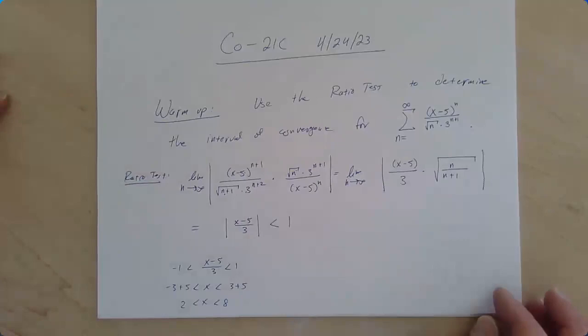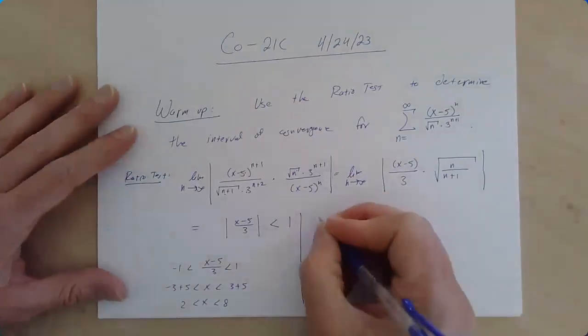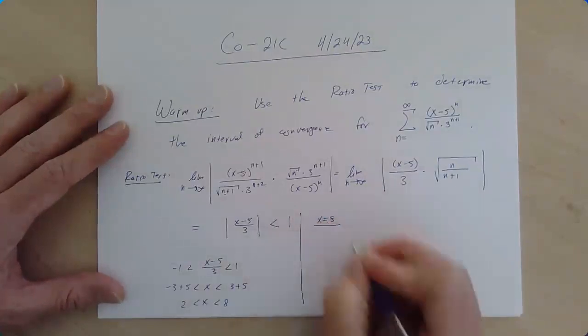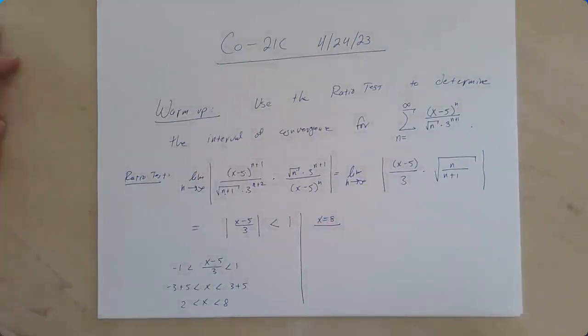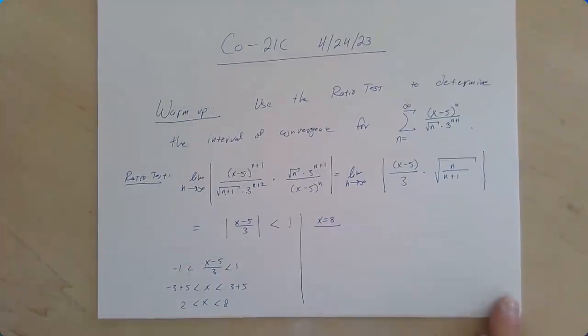A couple of observations: our center is 5, our radius is 3. And technically, since the question said find the interval of convergence, we have to check the endpoints. If it just said find the radius, we'd say great, the radius is 3, no need to check the endpoints. But if they say interval specifically, that is the question I would always ask in the future. We have to check the endpoints. So endpoints, we're going to check x equal to 8.